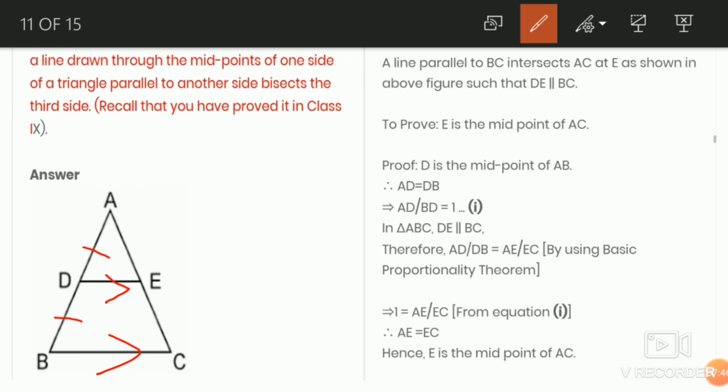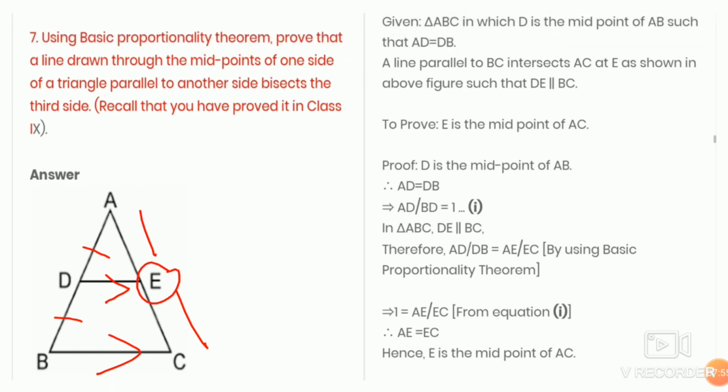Hence, if AE is equal to EC, then we can say that E is the midpoint of AC. Hence, we have proved what has been asked for.